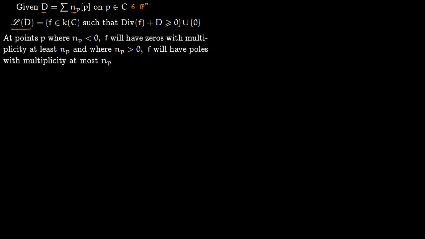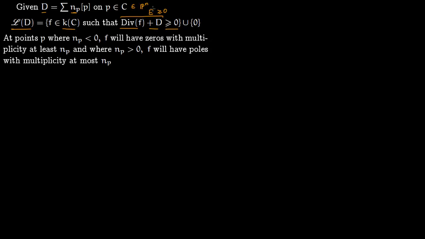So what does this consist of? This consists of all the functions f which lie in the field of fractions of the curve, such that divisor of f plus D is greater or equal to 0. So when you take the divisor of f and then add D to it, you do the coordinate-wise addition, you get a new divisor. So that new divisor is, say, E.